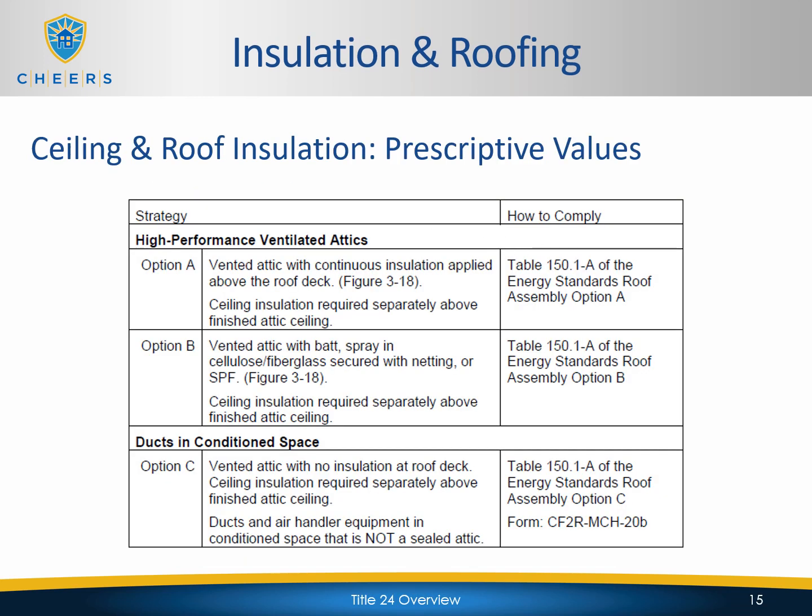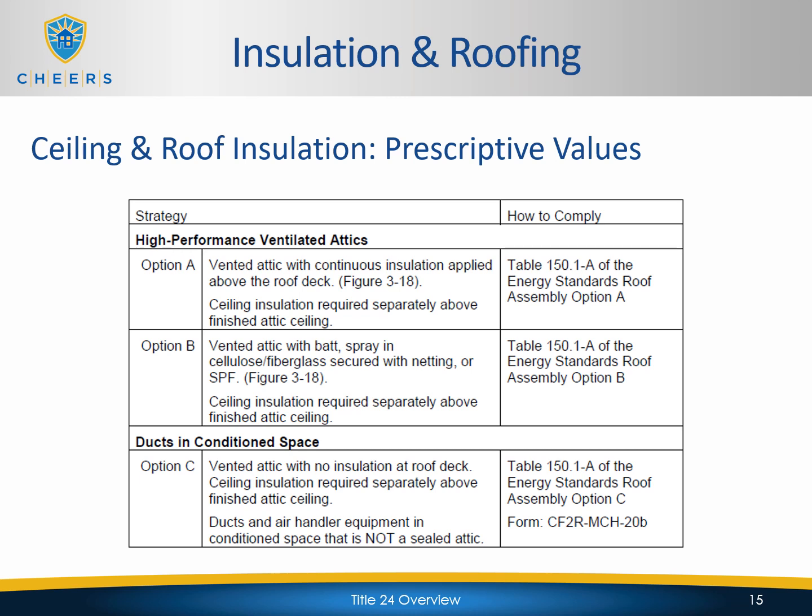Ceiling and roof insulation has seen some big changes for 2016 on the prescriptive side. So no longer do we have just simple R value requirements for different climate zones. They have been replaced with three options: option A, B, and C. The first two options are for what we call a high performance ventilated attic.